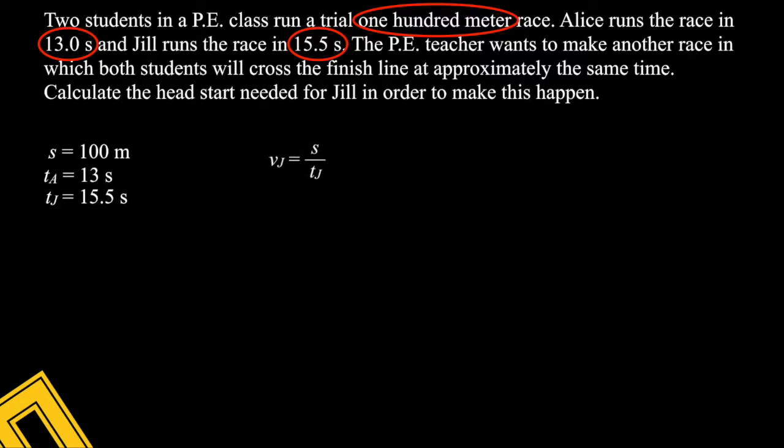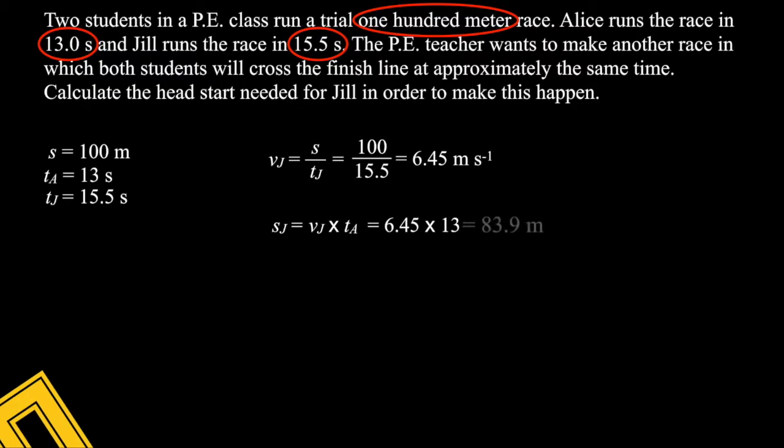Okay, so first thing we're going to do is find out the velocity at which Jill runs. When we do that, we can then find out how far she will run in the time that Alice ran the race. So she runs at a rate of 6.45 meters per second. So using the time that Alice ran the race, we're going to times that by her velocity to give us a distance of 83.9 meters. So in the time it took Alice to run 100 meters, Jill ran 83.9 meters.